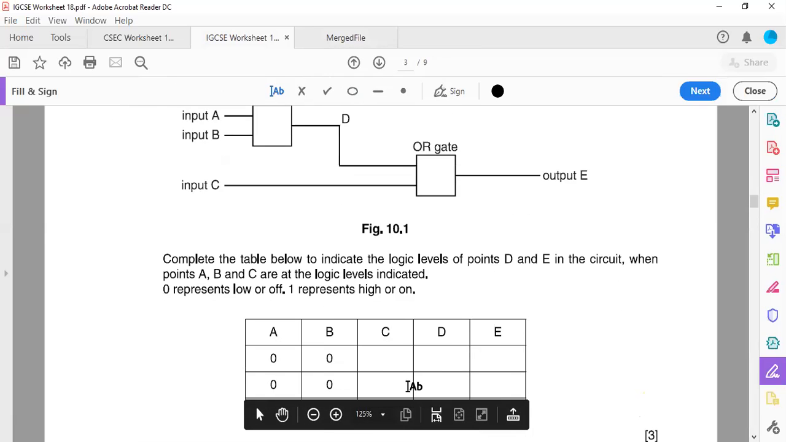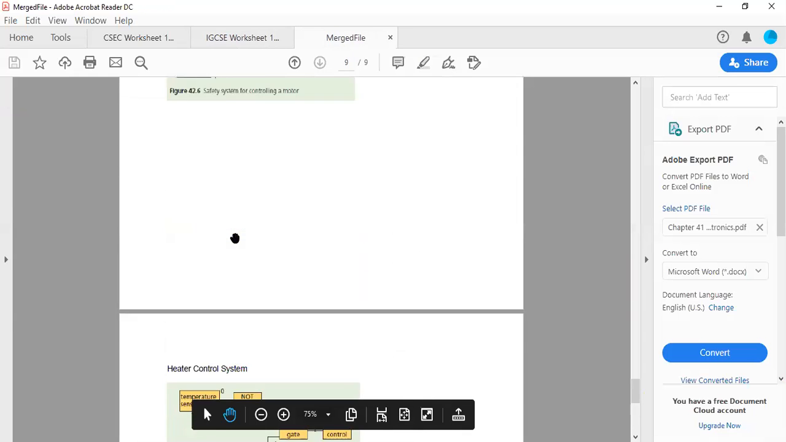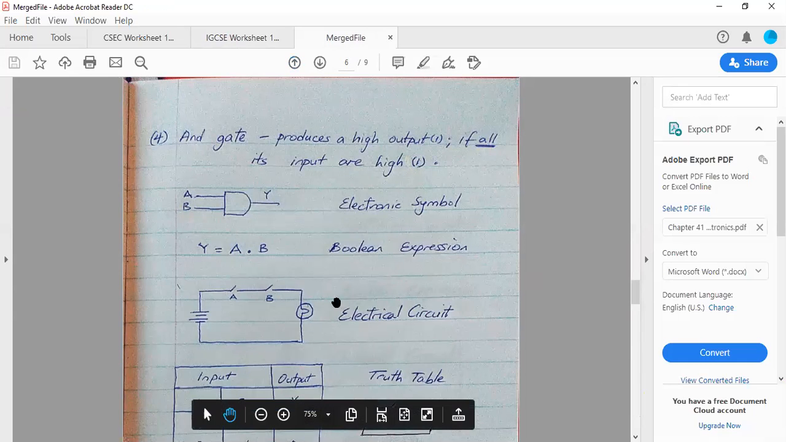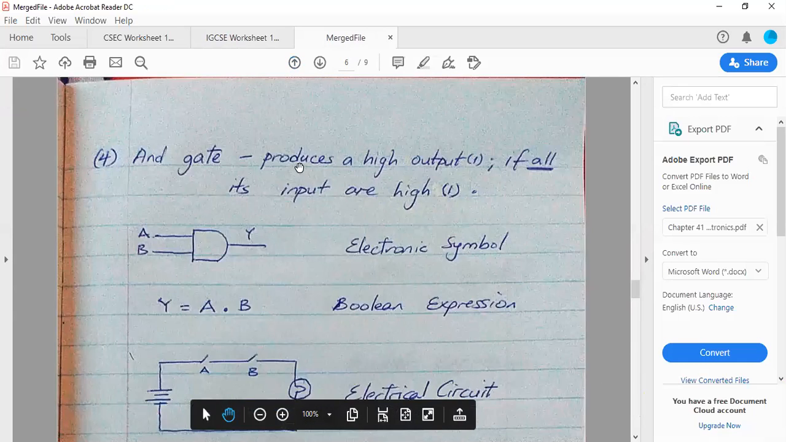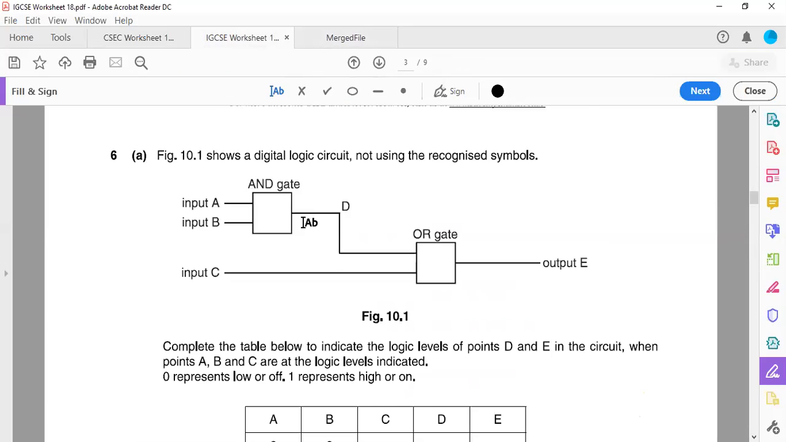So again, this is an AND gate. Condition for the AND gate: for the AND gate, your output produces a high output if all the inputs are high. So we're going back now for the IGC students. Between A and B here, because your output is D, we're dealing with D here.